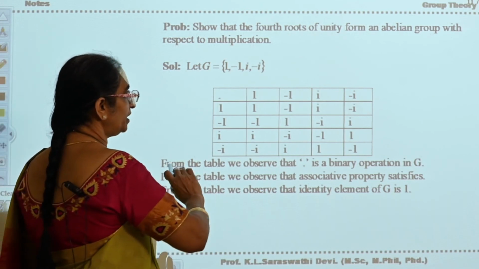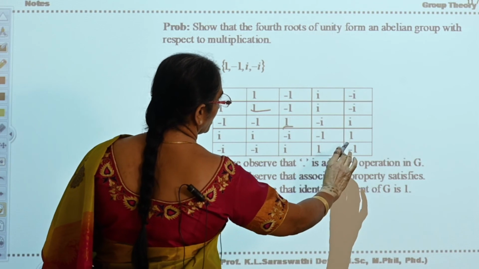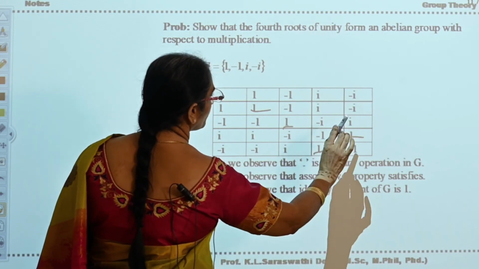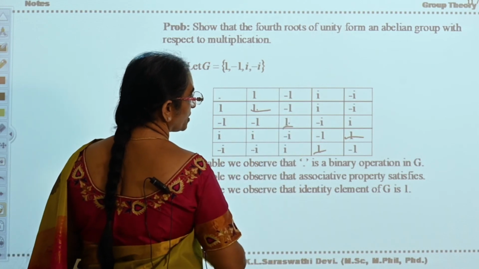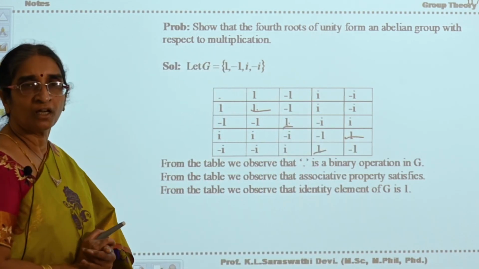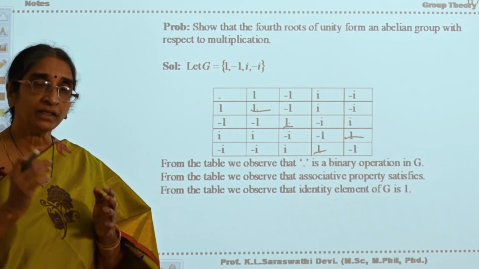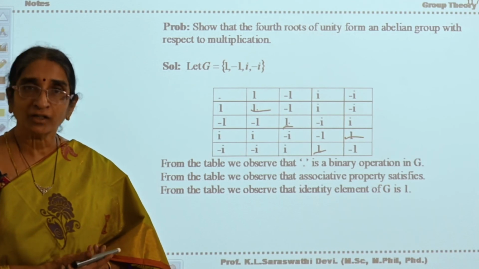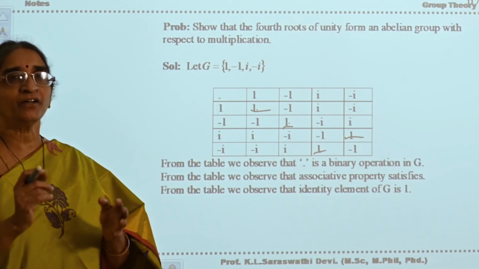Then, observe whether the identity exists or not. Now, verify each row. Here 1 is there in the first row. Second row, 1 is there. Third row, 1 is there. Fourth row, 1 is there. Similarly, in the first column 1 is there, in the second column 1 is there, in the third column 1 is there, in the fourth column 1 is there. Therefore, in each row and each column there exists 1. So, that will be the identity element. Identity is existing.